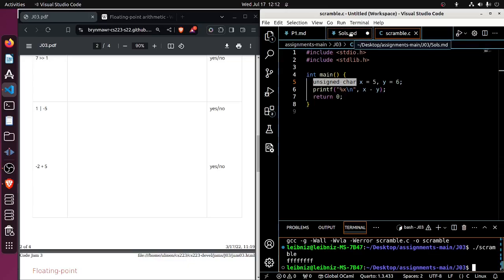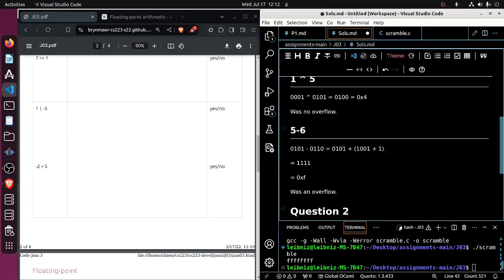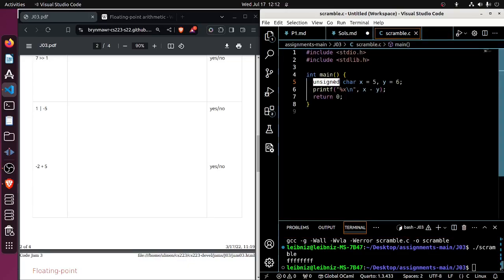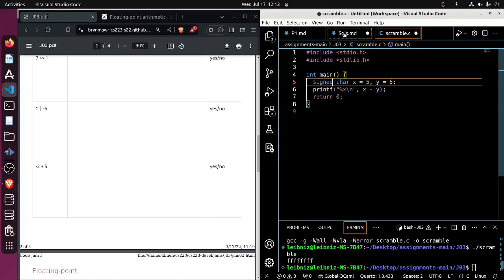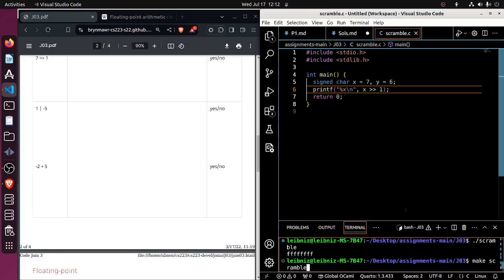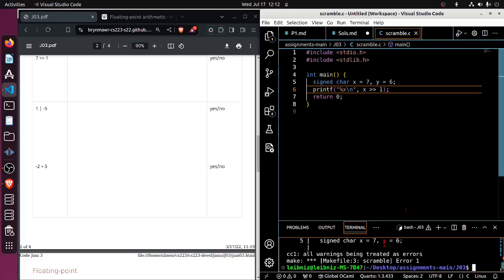So anyway, okay, but I think we are confirmed in our answer here. So let's now turn these into signed char values. And I want to compute 7 bit shifted by 1. So I'm going to say 7 here, and I'm just going to bit shift 7 by 1. Let's make sure that we get the result that I believe we should get.